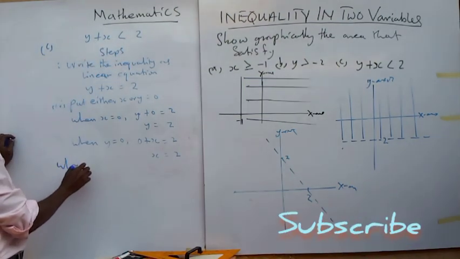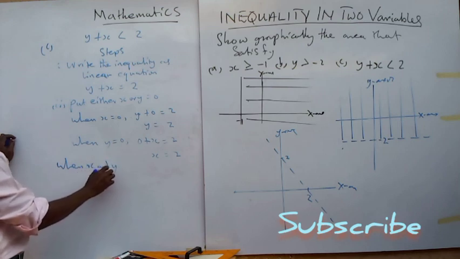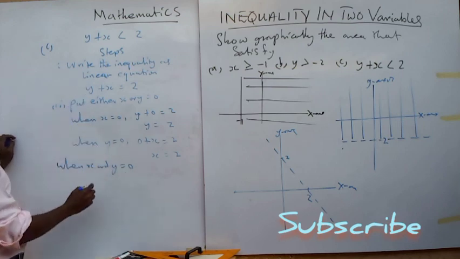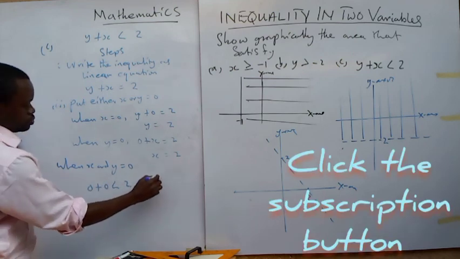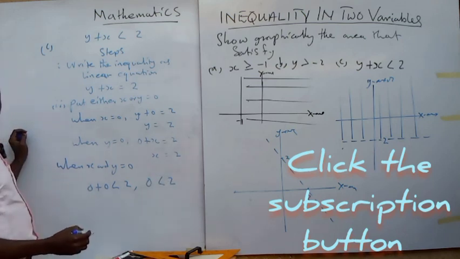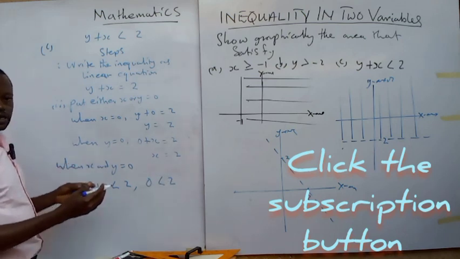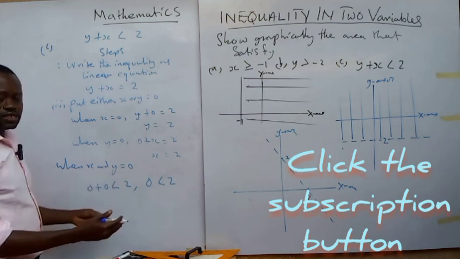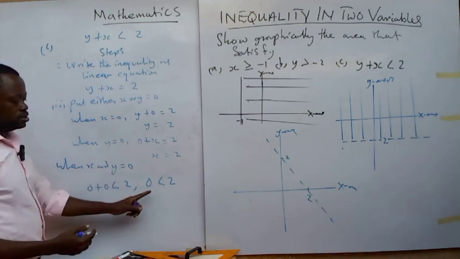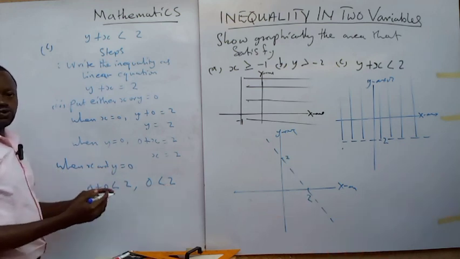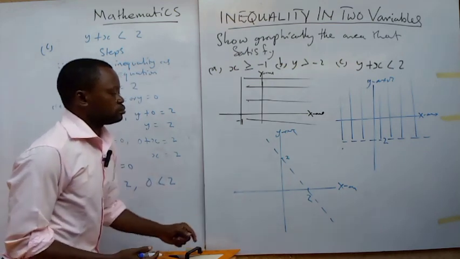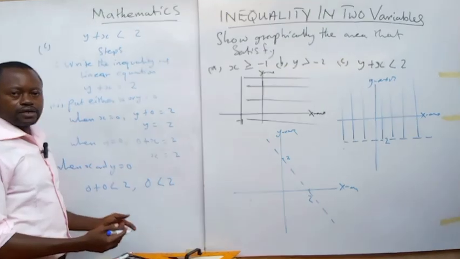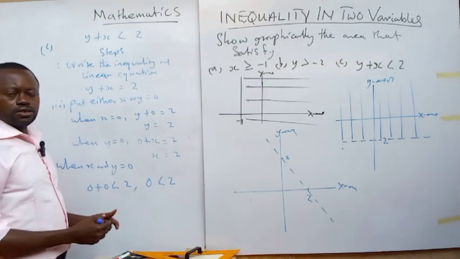when x and y equals 0, both of them is 0, you have 0 plus 0 less than what? 2. Then is 0 less than 2 a true statement? Is it a logically correct statement? Yes. 0 less than 2 is a true logical statement. It then means that this origin is part of the area that satisfies the inequality. Did you get my conclusion?